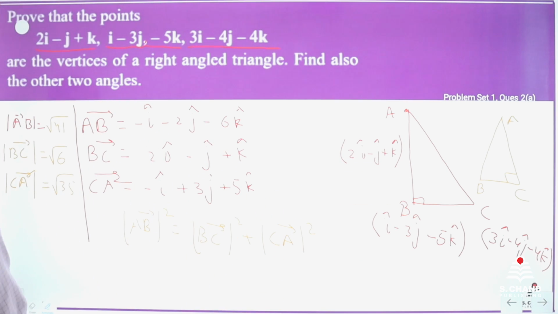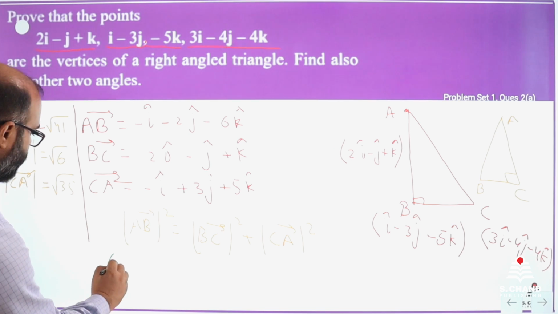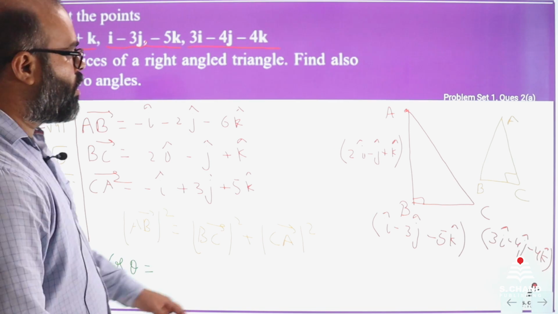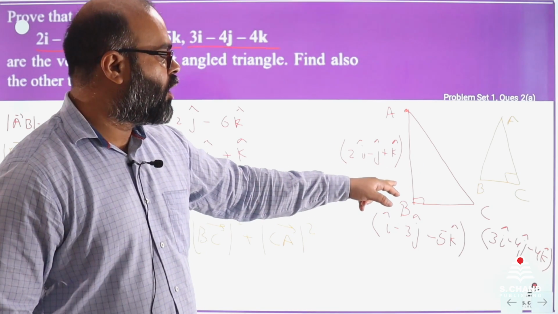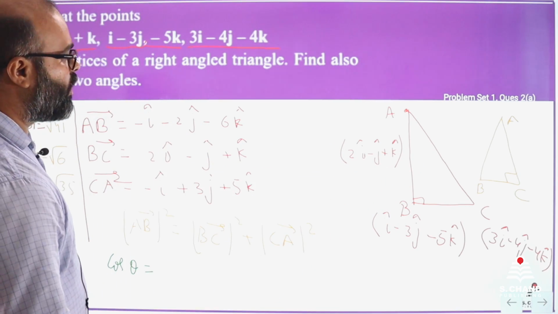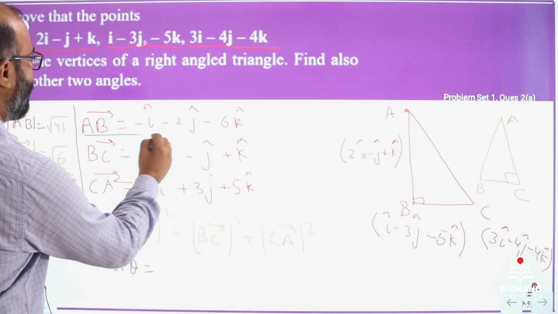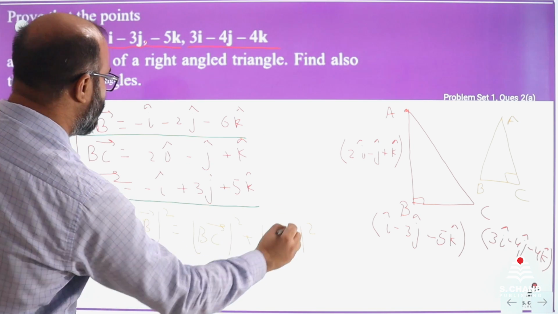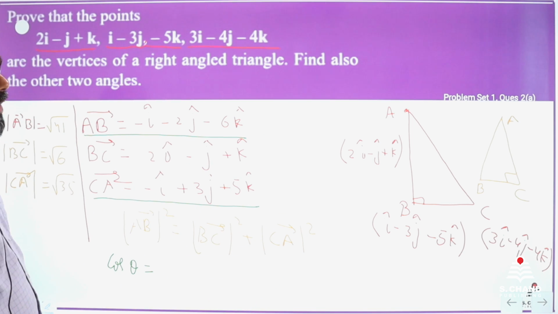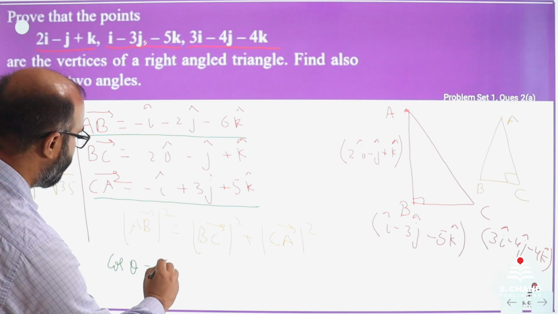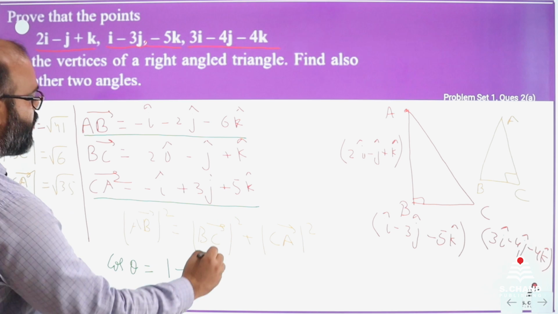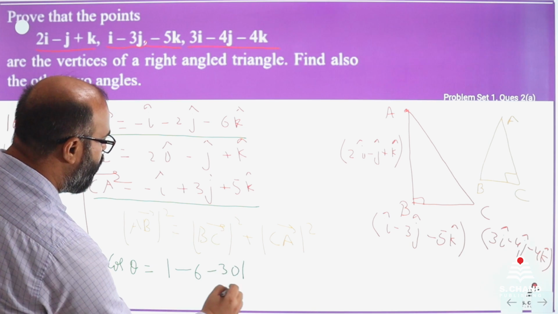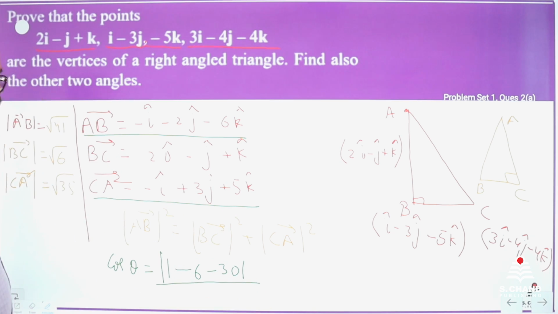You will find cos theta. So if we find cos theta here, that is cos theta is equal to AC vector dot AB vector by mod of AC into mod of AB. So AC vector dot AB vector. AB vector is this one, AC vector is this one. If you take the dot product of these two, you will get 1, and then minus 6, and then minus 30, right? Mod of this you take by magnitude.